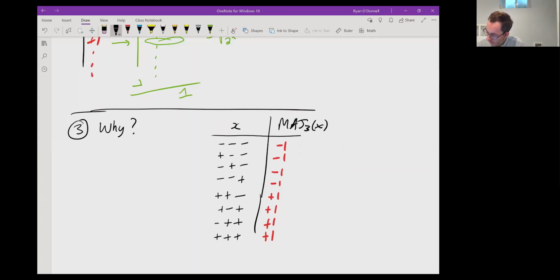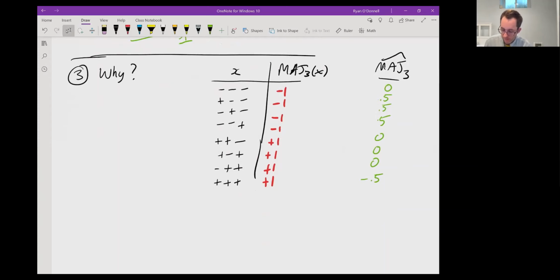And let me write over here also the list of Fourier coefficients, which we saw before, but I'll write it again. It's like 0, 0.5, 0.5, 0.5, 0, 0, 0, minus 0.5. Okay, so I just want to tell you some facts about the Fourier coefficients and how they encode some kind of interesting information about the function f.